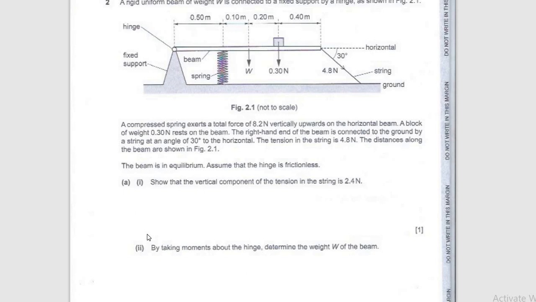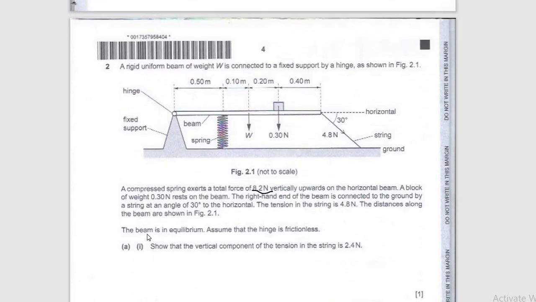The compressed spring, as you can see, exerts a force of 8.2 newton vertically upward on a horizontal beam. Of course, it exerts it upward on the beam. A block of weight 0.3 newton. This is the block. The weight of the block on the beam is 0.3 newton, as you can see.